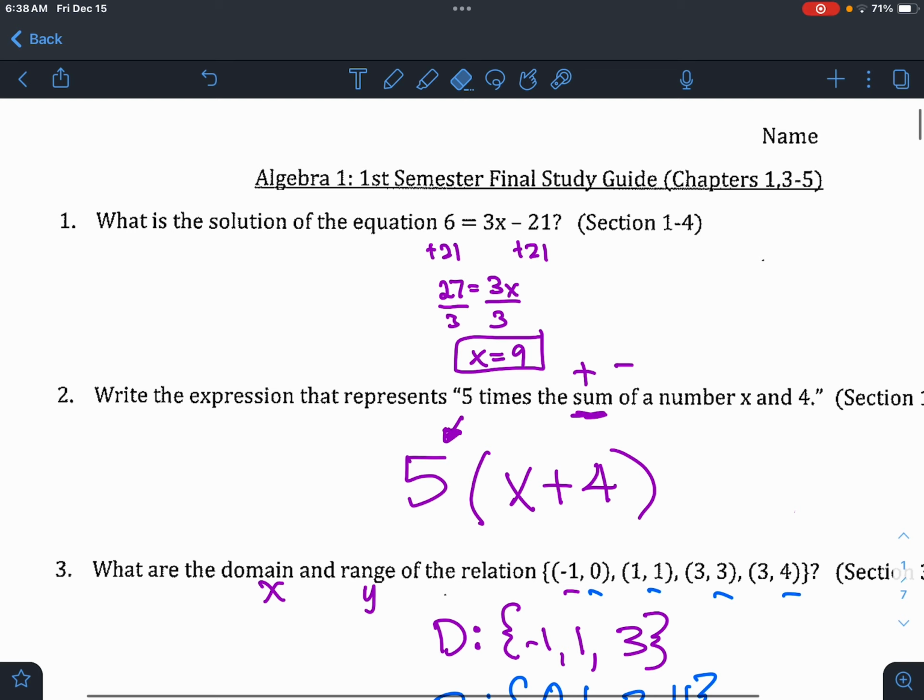So number 1, I have to solve for the solution of the equation. I go ahead and use my SADMAP to isolate my variable. So I add 21 to both sides and then I divide by 3, getting x is 9. This is the one and only solution. The only solution that fits this equation is 9.